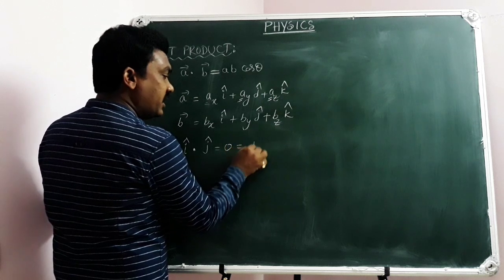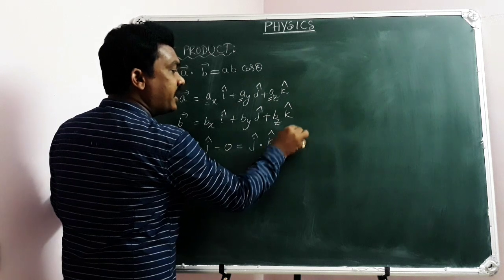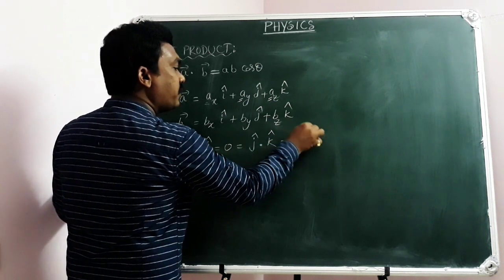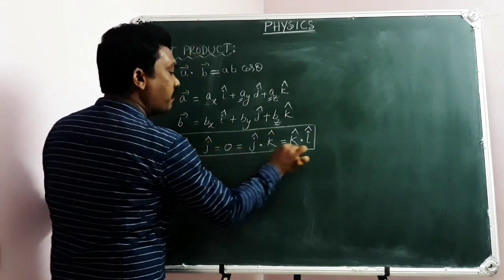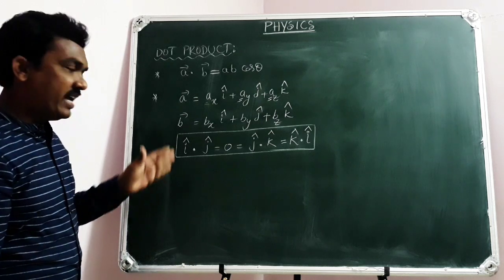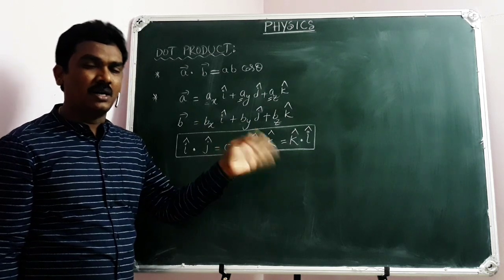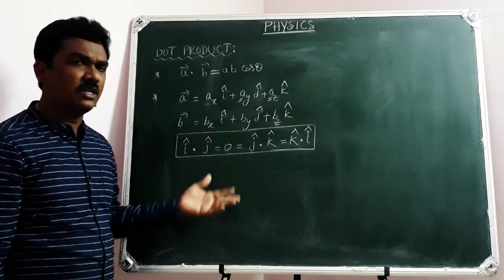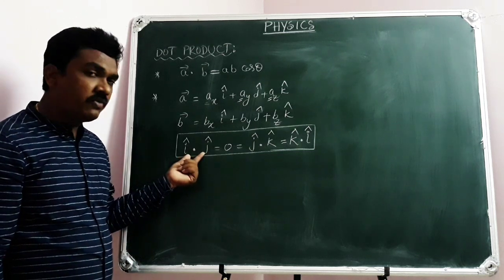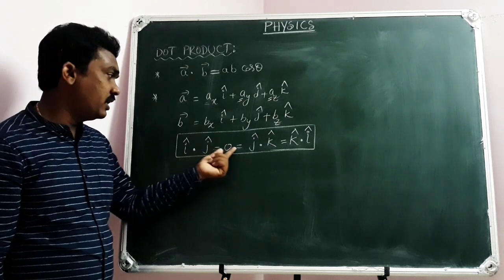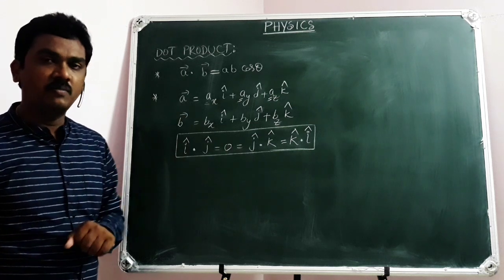At the same time, j cap dot k cap, which is equal to k cap dot i cap, their dot product will be 0, since all these coordinate axes are perpendicular to each other. So i cap dot j cap, j cap dot k cap, k cap dot i cap, of course they are unit vectors, so there is a cap. Remember, the dot product of any two different unit vectors is 0, because they are defined along the coordinate axes which are perpendicular.